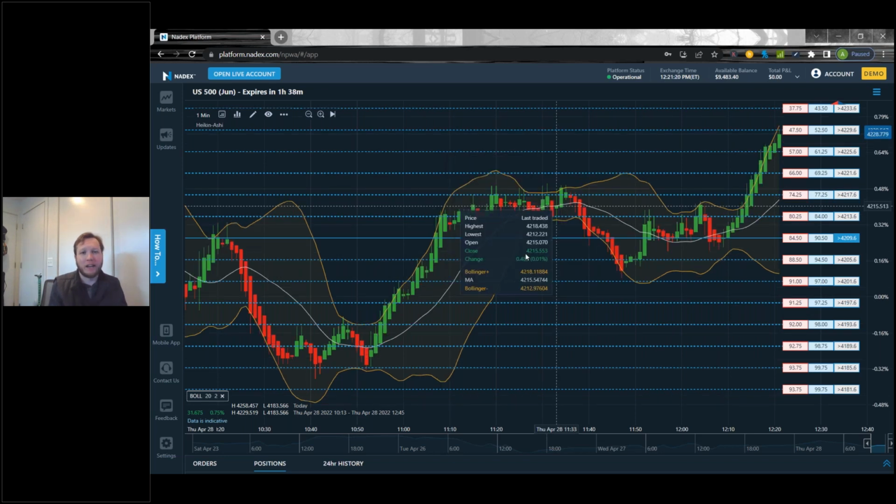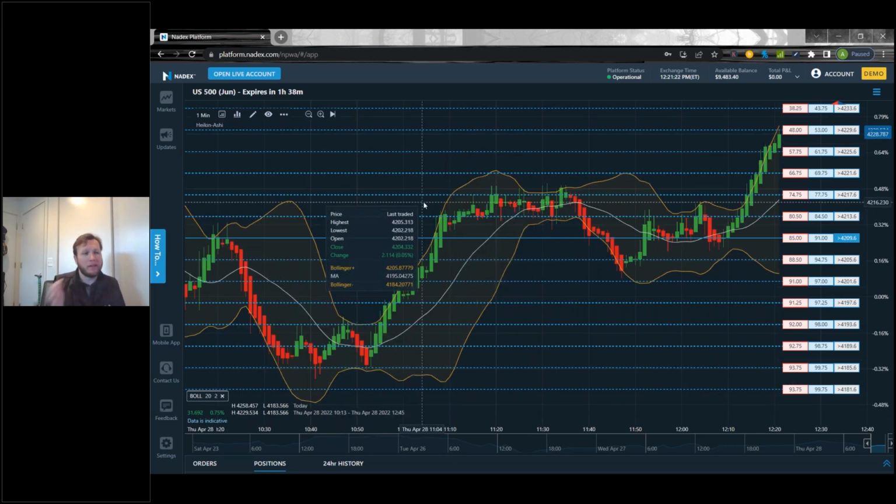Moving on down, we have our Heikin-Ashi charts. Very, very briefly, basically what a Heikin-Ashi chart does is it takes an average rather than the absolute high, low, open, close values.